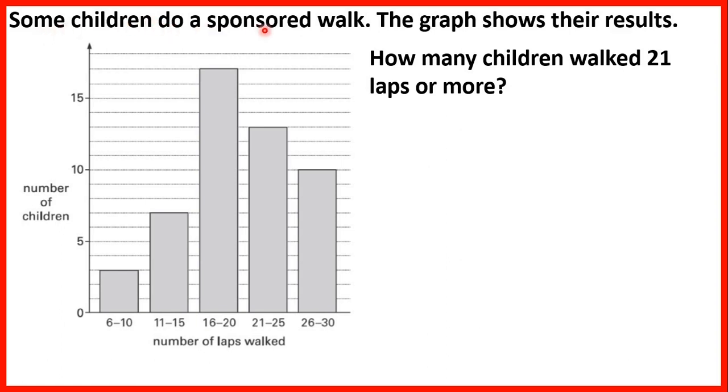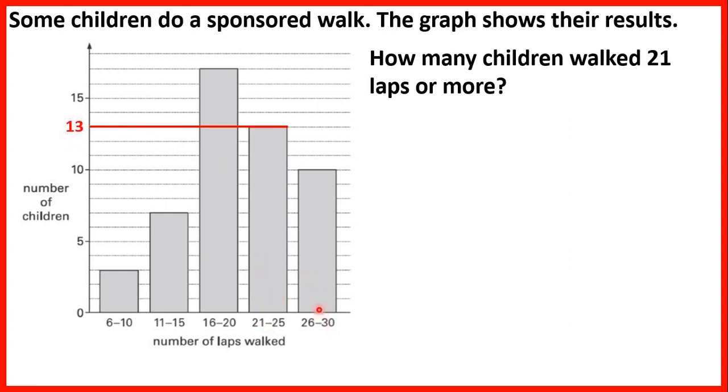Some children do a sponsored walk. The graph shows their results. How many children walked 21 laps or more? So we have the number of laps walked on the bottom of our bar chart, and we can see that this bar here shows how many walked between 21 and 25 laps, and if we go to the top of the bar and draw a line across, we can see that that's 13 children.